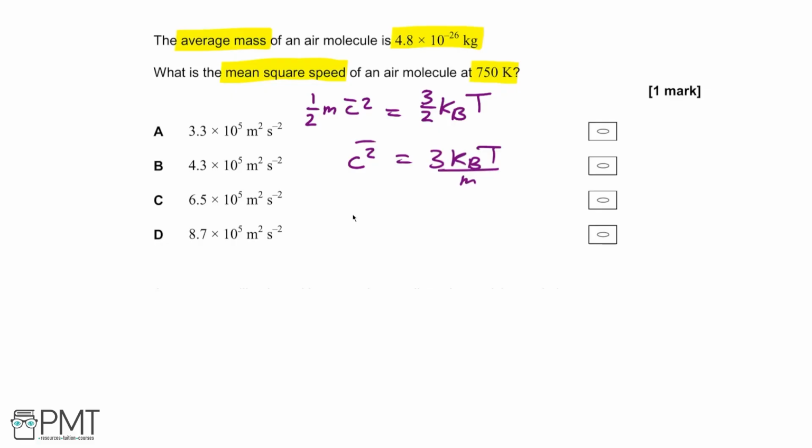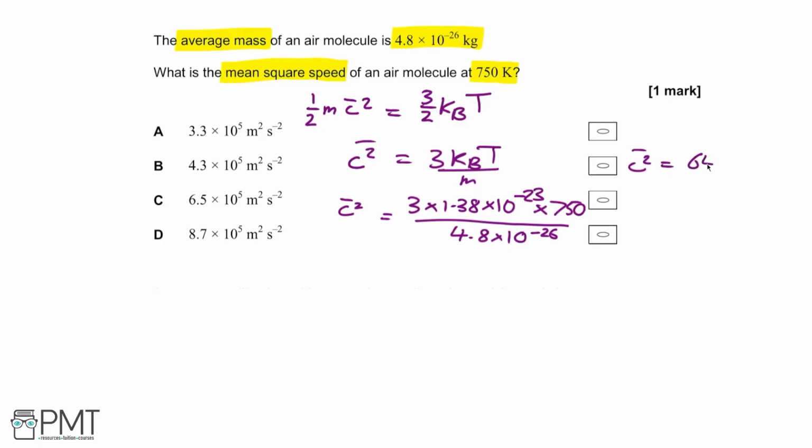We can then put in numbers. Specifically, what this looks like is 3 times 1.38 times 10 to the minus 23. So that's Boltzmann's constant. The temperature is 750 Kelvin, and the mass is given by 4.8 times 10 to the minus 26. So doing that, what we find is that c squared bar is equal to 646,875, which is approximately equal to 6.5 times 10 to the 5 meters squared per second squared. Therefore, our answer is C.